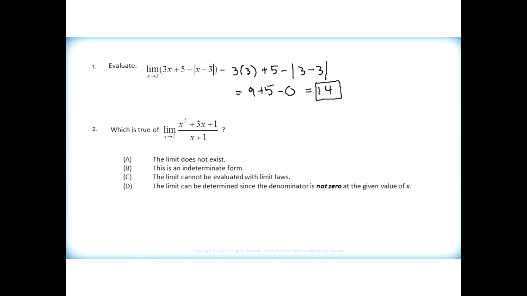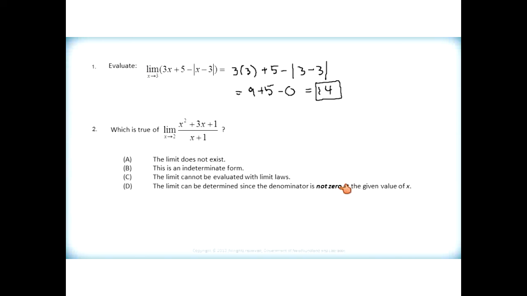We don't have to investigate any further. The next question says, which is true of this limit? Okay, so we've got some multiple choice business to consider here. So let's look at what's happening with these different things they're trying to tell us. Well, there's a whole lot of things about whether it exists, whether it's an indeterminate form, whether the limit cannot be evaluated with limit laws, and the last one actually says that it can be evaluated because of a not zero. Whoa, that's a lot of stuff.